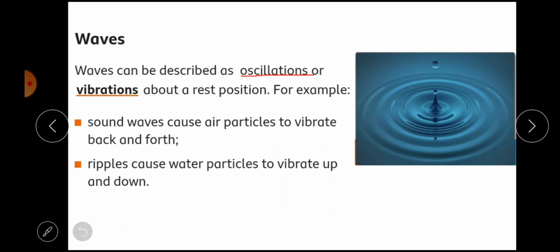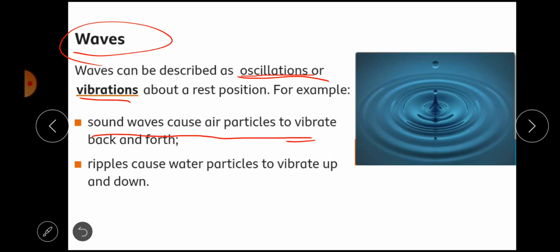Let's discuss the basics, the general information about waves. What are waves? Waves can be described as oscillations or vibrations about a rest position. For example, sound waves cause air particles to vibrate back and forth. Ripples, like as shown in this diagram, cause water particles to vibrate up and down.